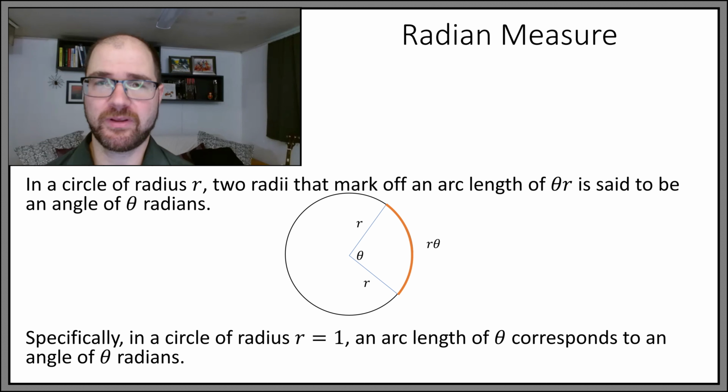Even more specifically, if I make the circle be of radius 1, then this just simplifies to when you mark off an arc length of a given length, then the angle that does that is that number as a measure of radians.